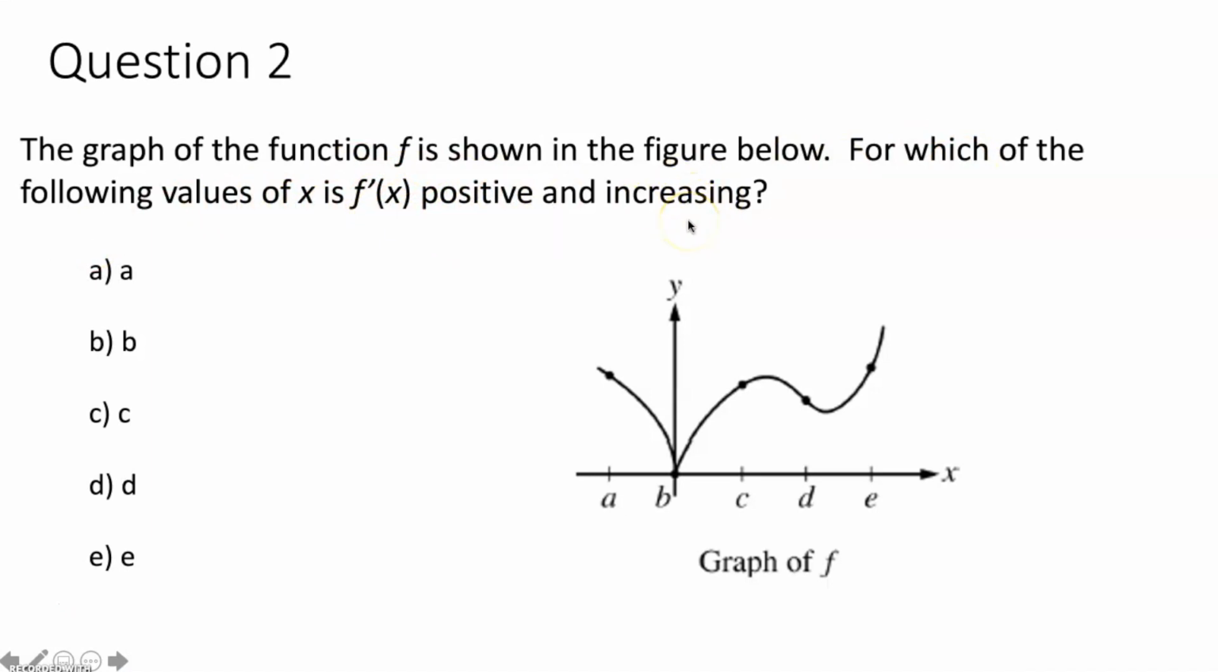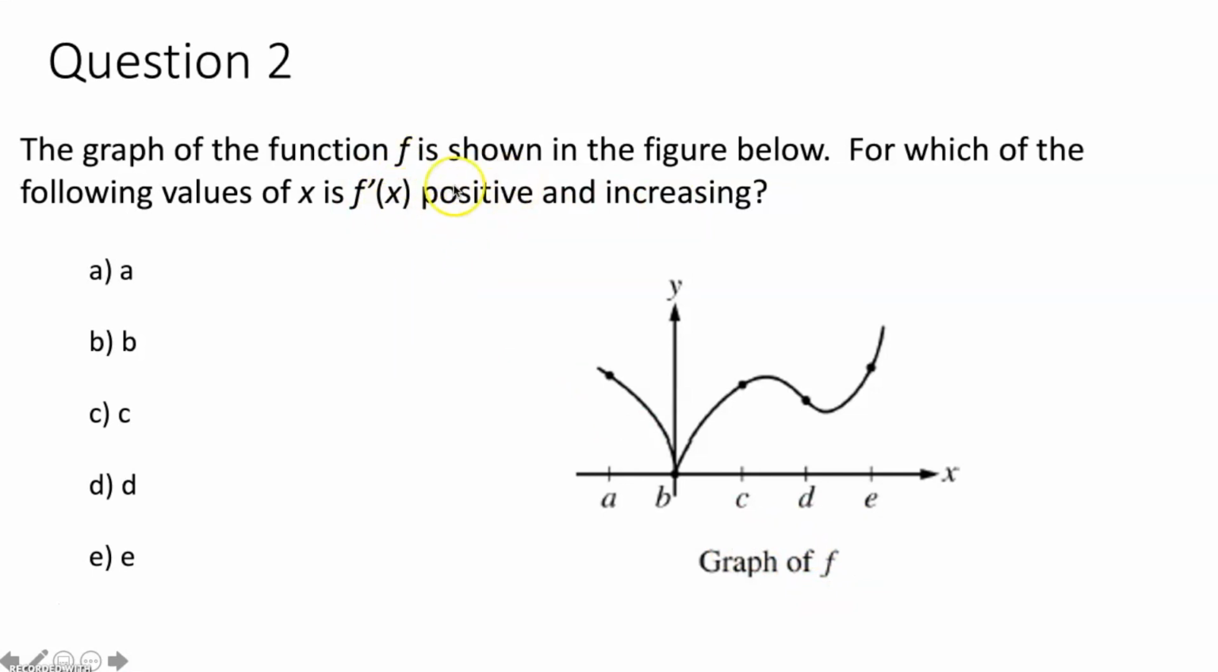Now this question is trying to trick you in a couple different ways. The first is that we are given the graph of f, not the graph of f prime. Typically when you're looking for where f prime of x is positive and increasing, you're given the graph of f prime. But here's the graph of f. So it's actually a little bit easier. Now, we have to figure out what each of these mean.